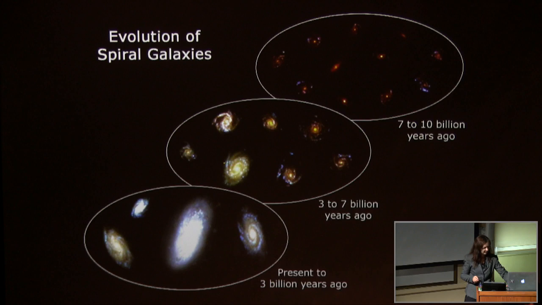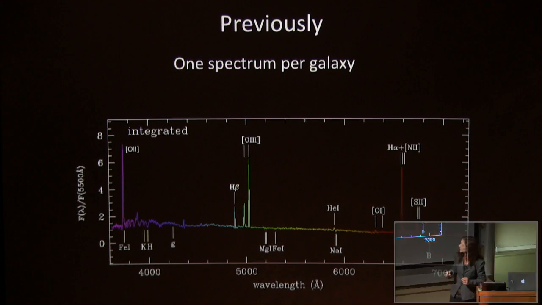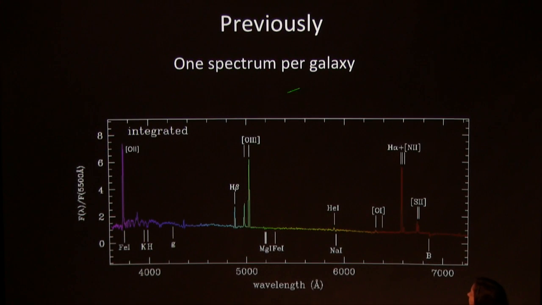This field has changed dramatically over the past 15 years. Previously, when I did my thesis, we got 1 spectrum per galaxy, 1 spectrum at a time, and we did about 10 galaxies in a night. And it took me about 6 months of observing to get a sample of maybe 300 galaxies.